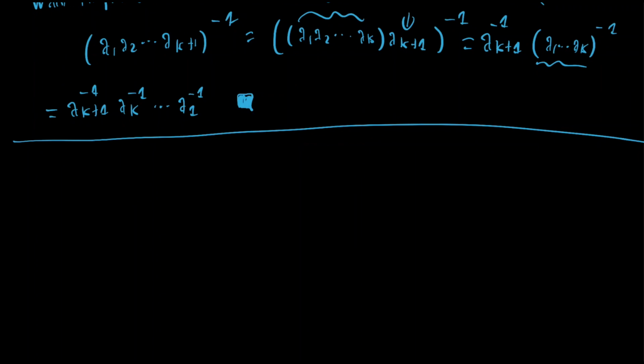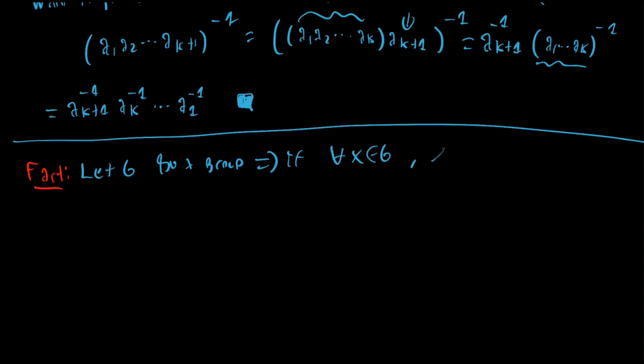This time we will prove some facts about abelian groups. So we start with the following: let G be a group again. Then we want to show that if for all x in G, the order of x is 2, or x squared is equal to the identity of our group, E.